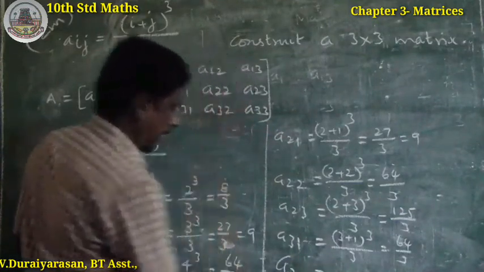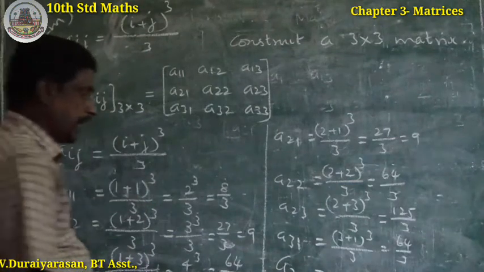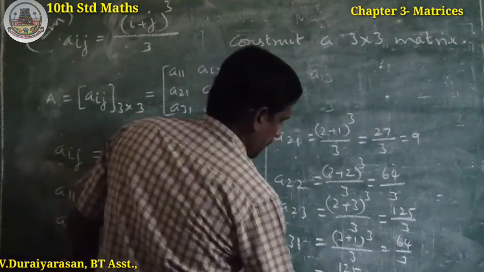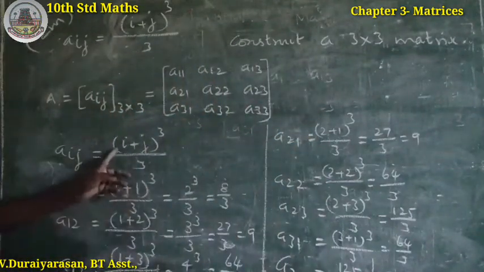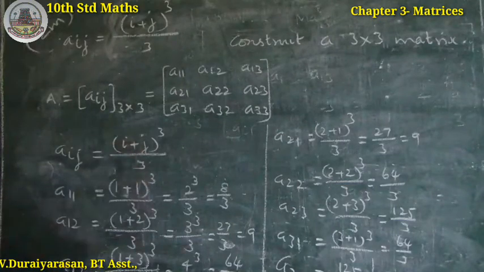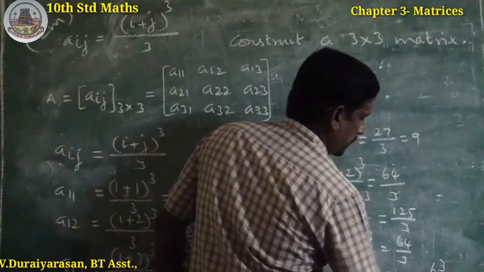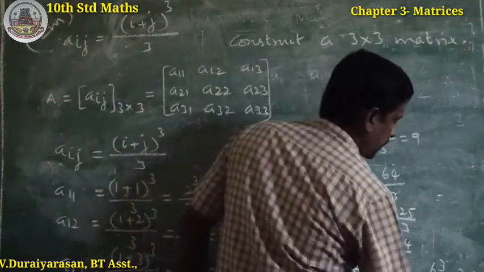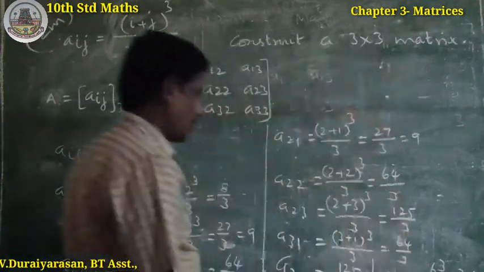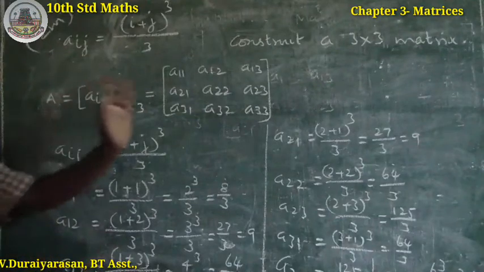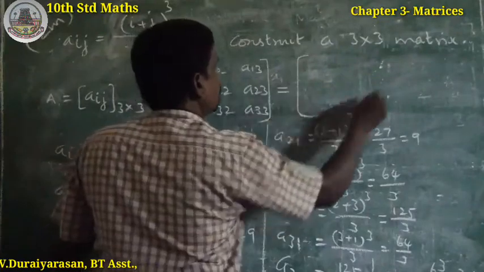A32. I equal to 3, j equal to 2. 3 plus 2, 5 cube, 125 by 3. Next, A33. I equal to 3, j equal to 3. 3 plus 3, 6 cube divided by 3. 6 cube, 216 by 3, 7 3s are 21, 2 3s are 6, so 72. So find all the values of the 3 by 3 matrix to create the matrix.